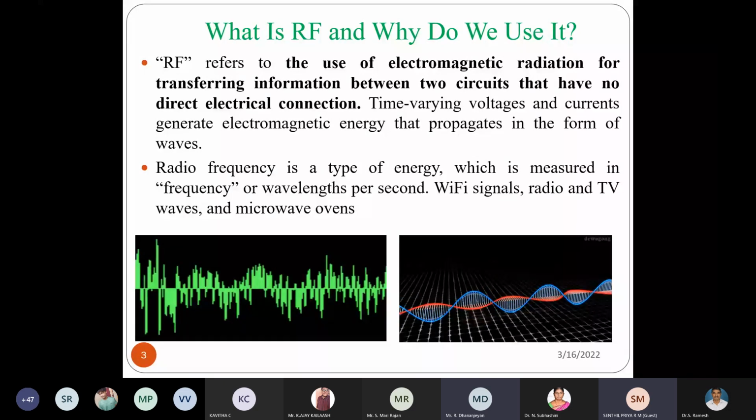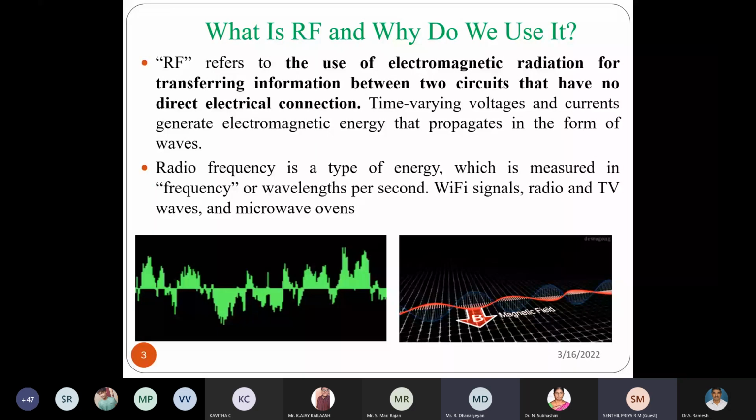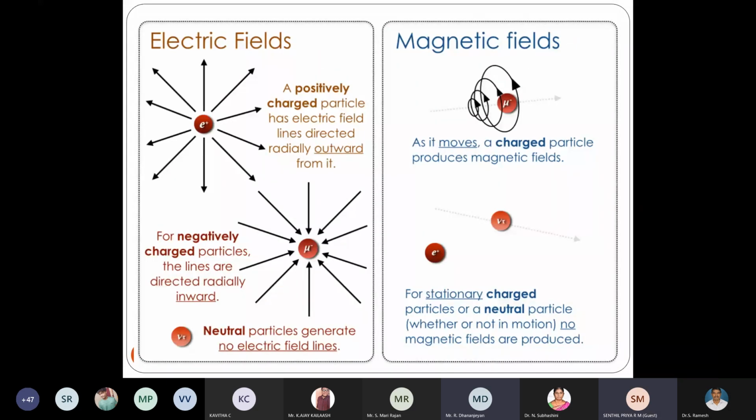Here I have mentioned the word electromagnetic, where we have an electric field as well as a magnetic field. They are present in electromagnetic radiations. What is an electric field and what is a magnetic field, as you all know well? In an electric field, we have a positively charged particle, and the lines radiate outward from it.